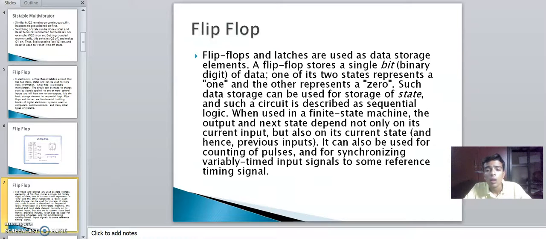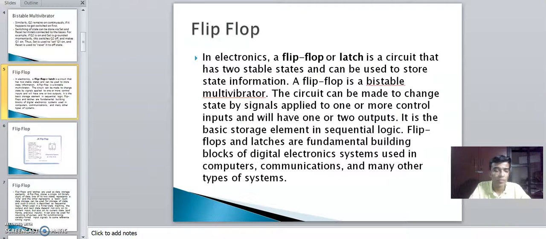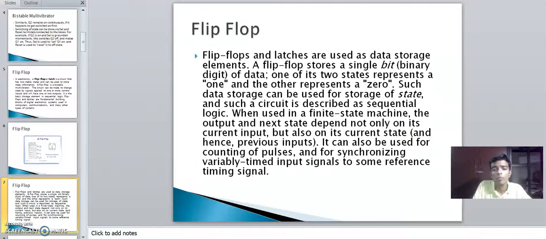Flip-flops and latches are used as data storage elements, which we already saw in the previous slide, that most of the flip-flops are used for storage and communication systems. A flip-flop stores a single bit binary digit of data. One of its two states represents a 1 and the other represents a 0. So it can exist in two states. One state is the on state and the other state is off state. Basically, the on state is 1 and the off state is 0.